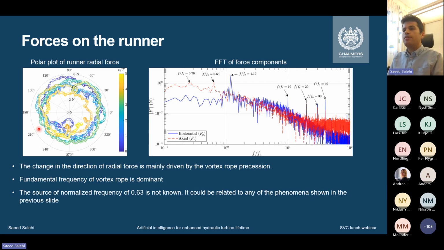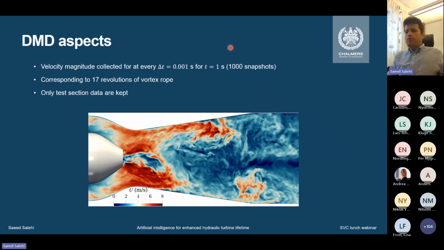And when we look at the radial force in polar coordinates, we can see clearly that the forces are rotating 360 degrees, which is clearly the effect of precession or rotation of the vortex rope. But to perform the DMD analysis, we need the data. So this data is collected for 1,000 snapshots of this flow. You can see that 1,000 snapshots is 55 million cells. It's a huge data set, multiple terabytes of data, and it represents 17 revolutions of the vortex rope.